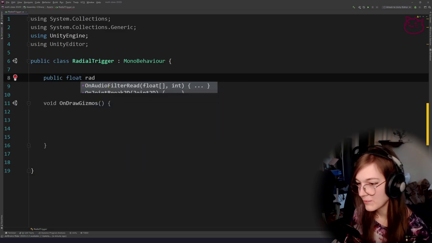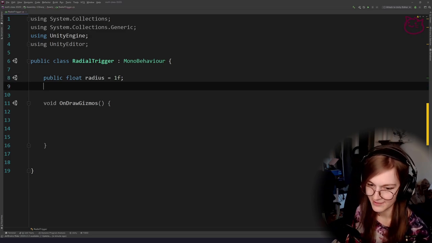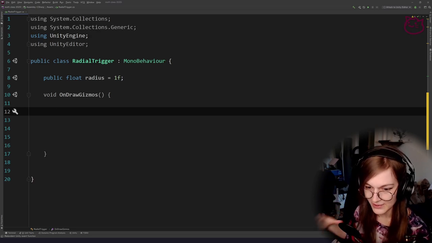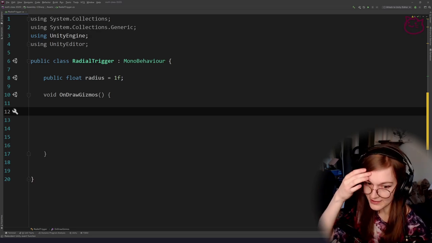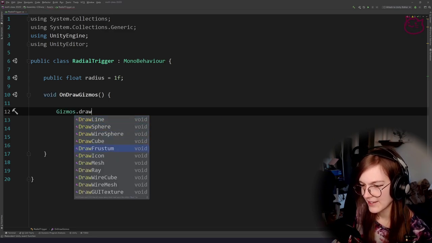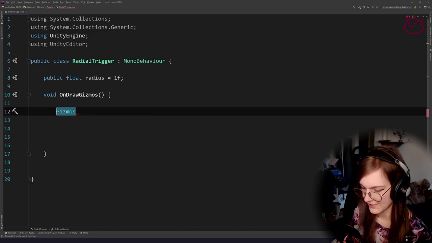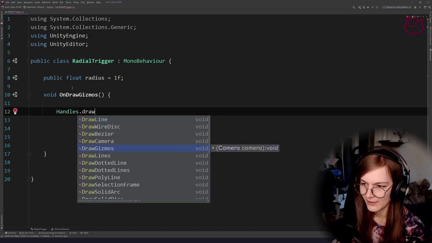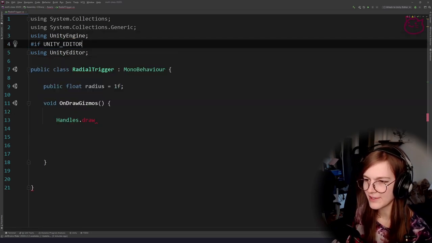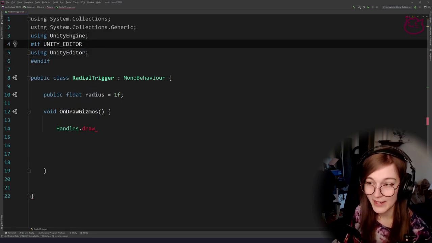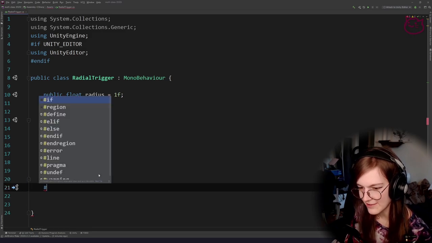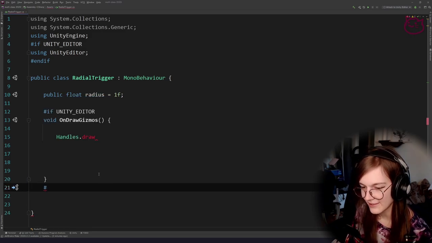In our case, we just have one parameter, right? It's the radius. And we want to be able to draw this radius so that we can see what the radius of this trigger is. There are various gizmo drawing functions. There's Gizmos.DrawSphere, WireSphere, Cube, and so forth. There's also Handles.Draw. Handles is in the UnityEditor namespace, so usually you would have to compile that out, because if you're making builds, this would just not compile. It would scream at you and be like, hey, Handles is not included in builds.